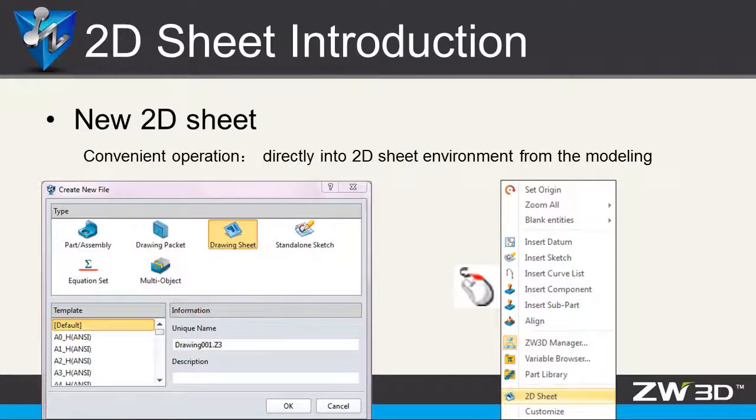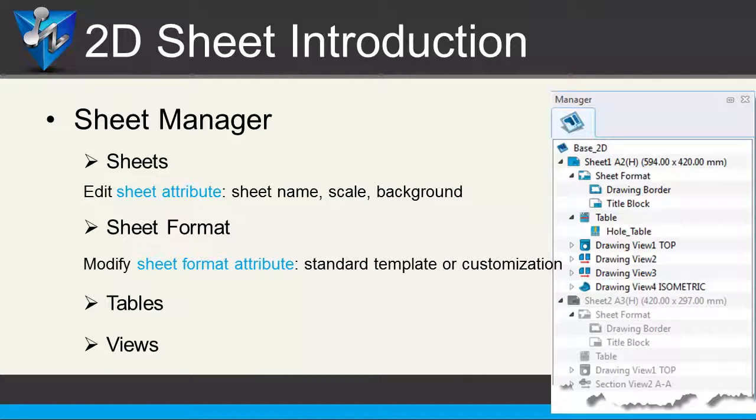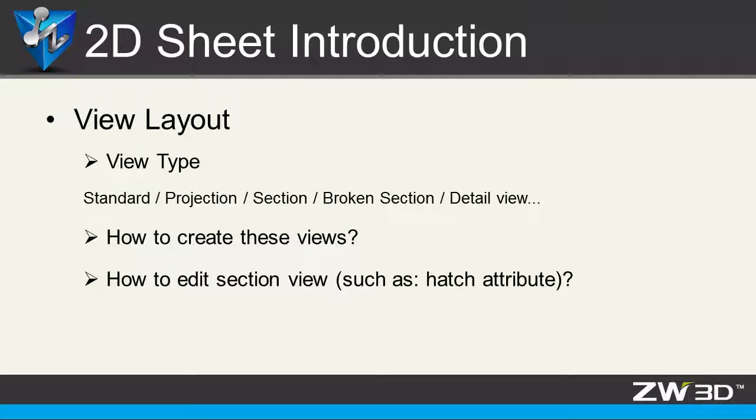Second, new 2D sheets. Except for creating new file, in ZW3D modeling environment, we can directly open 2D sheets. It is very convenient. Third, Sheet Manager. It integrates sheet management, sheet format definition, table functions, and view information. View layout. ZW3D provides standard view, projection view, section view, detail view, and so on.